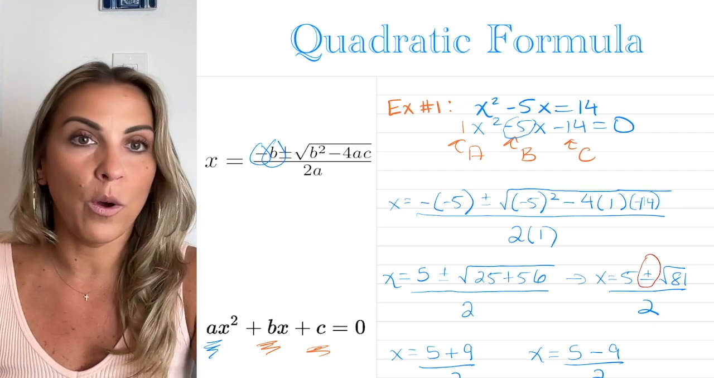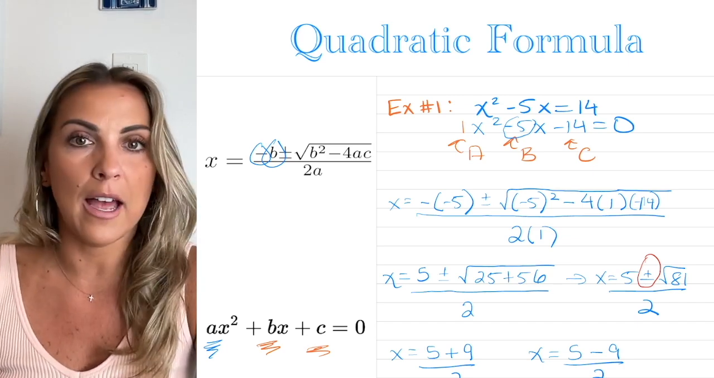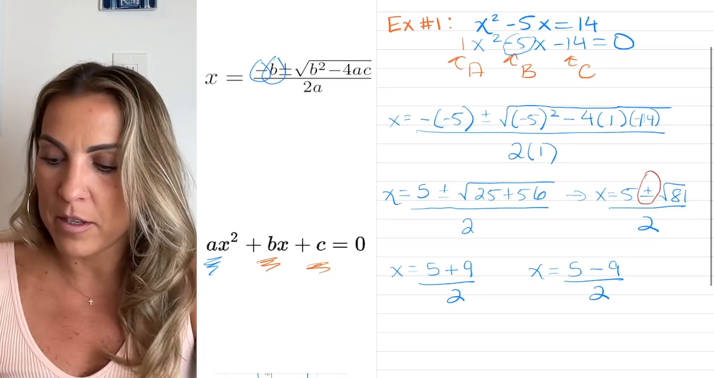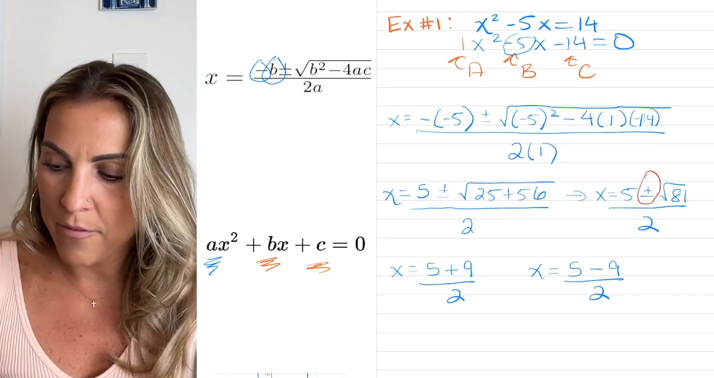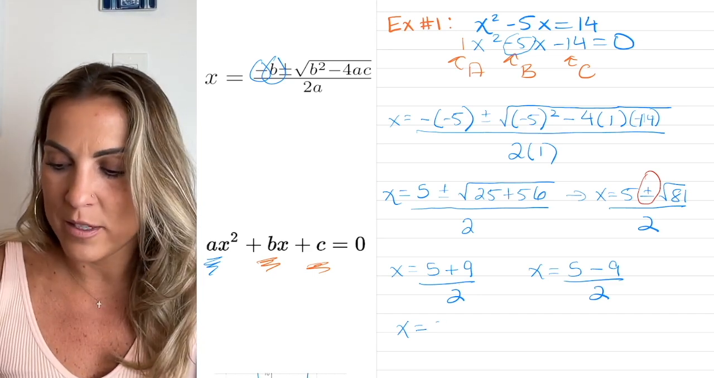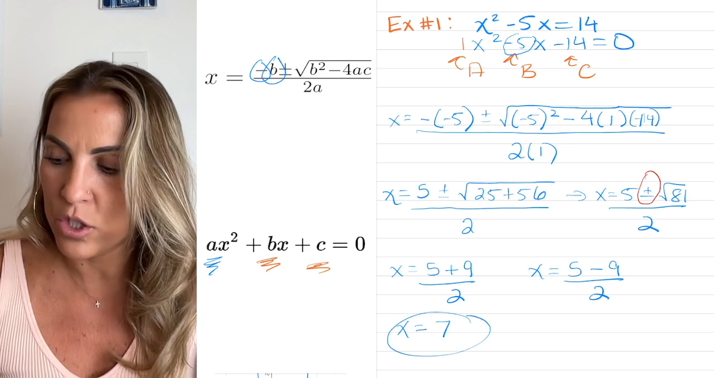The square root of 81 is 9, so that's why I turned it into 9 in the 2 expressions below here. All right, I'm going to keep evaluating them to get my 2 possible answers. So I have x equals 5 plus 9 is 14. 14 divided by 2 is 7, so 7 is one possible solution.